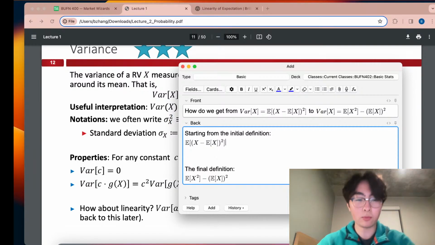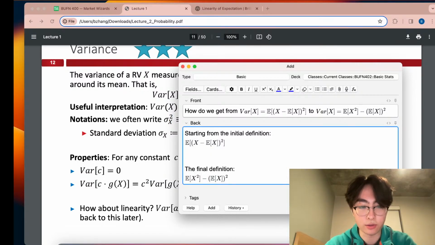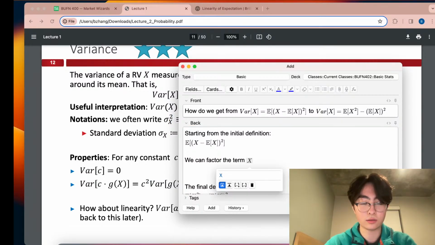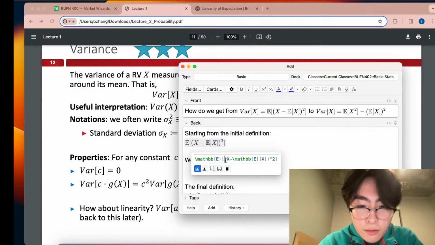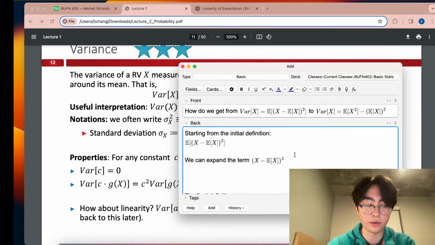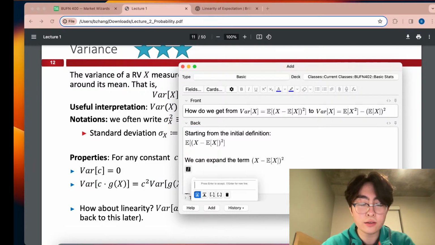Great, so I think what we can do here is we could probably distribute this, right? So this is... we can factor the term x. I don't know if factor is the right word. Maybe expand the term, so then this gives us x.